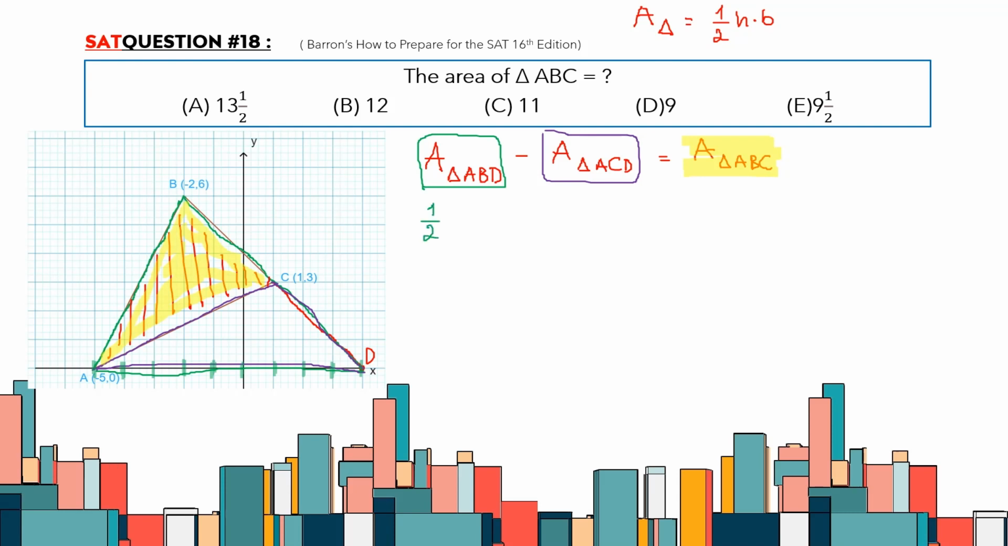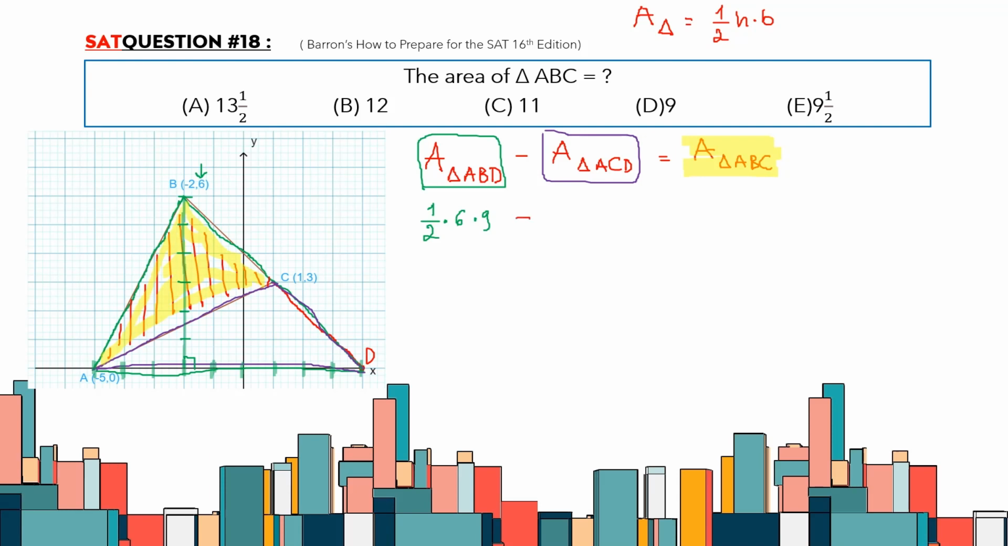So we have 1/2 times 9. And for the height, from B go down perpendicular to AD. And it's easy to count because that's the y value of point B, so it's 6. Or we can count 1, 2, 3, 4, 5, 6.